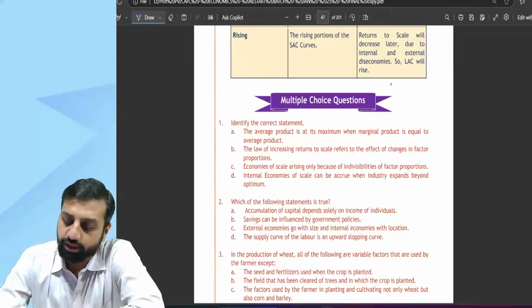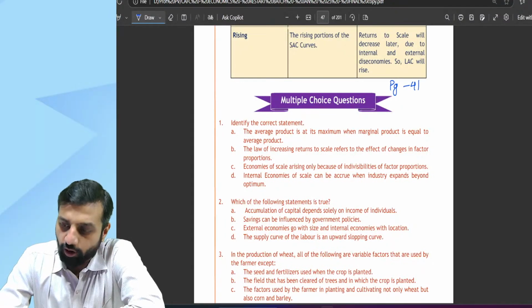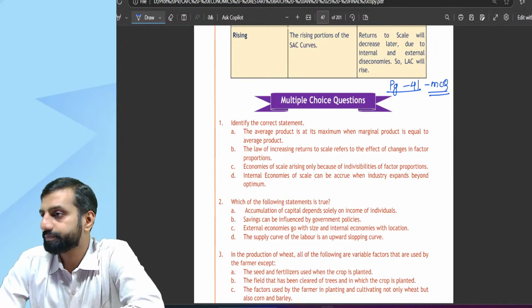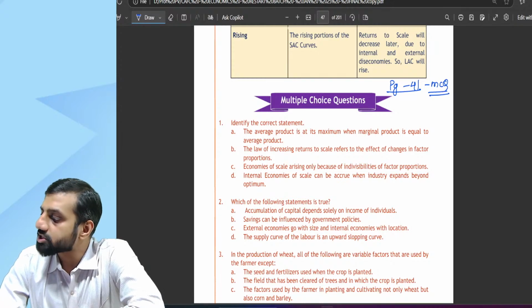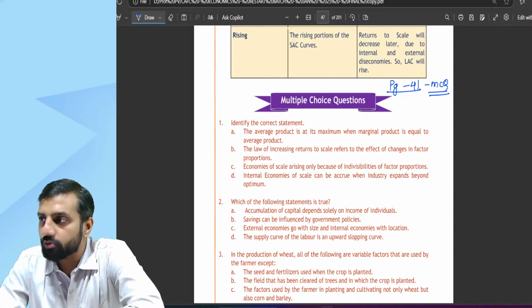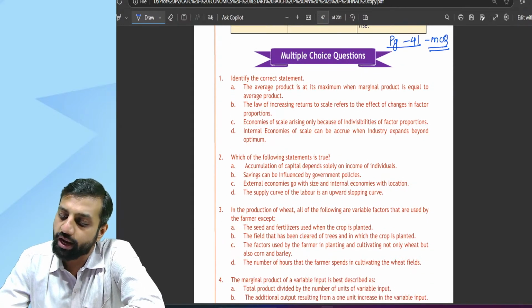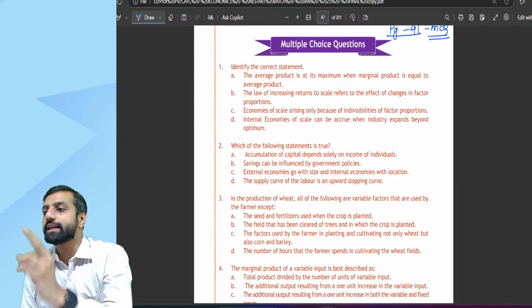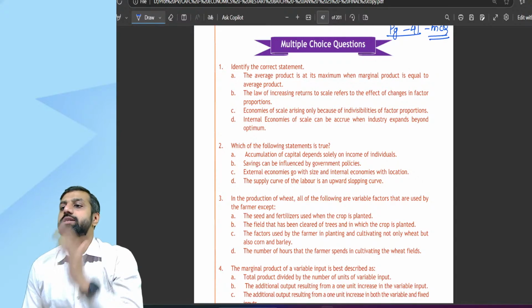On page number 41, we have MCQs. Start solving these MCQs. If you have doubts in any of the MCQs, you let me know. I will solve those MCQs for you. You have 20 minutes to solve the MCQs.